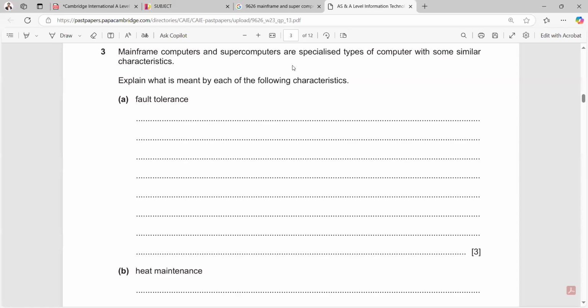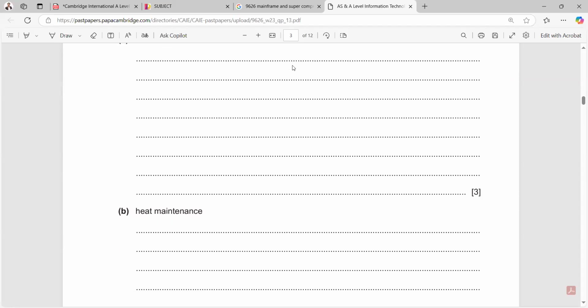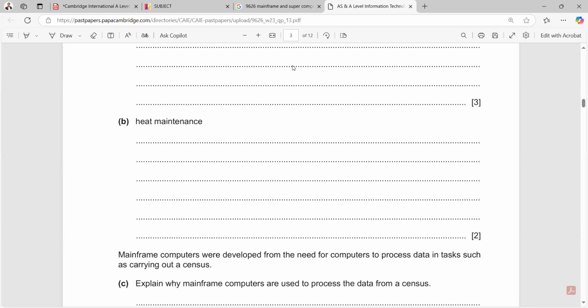I'll tell you how you have to break it down into 3 points and reply. Mr. Danish, can you reply to me for the B part, which is heat maintenance?